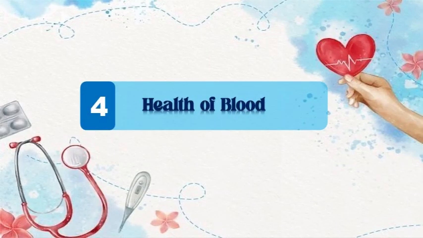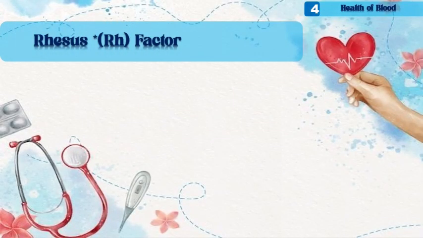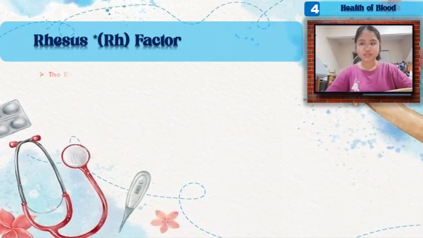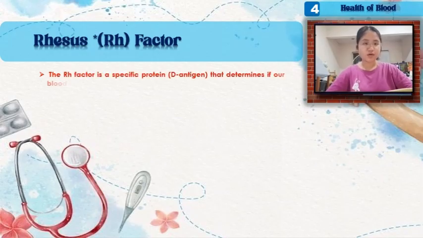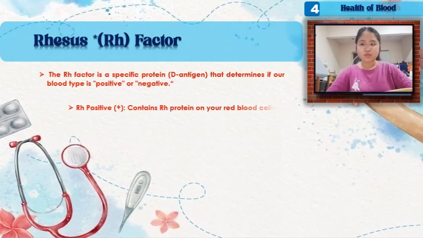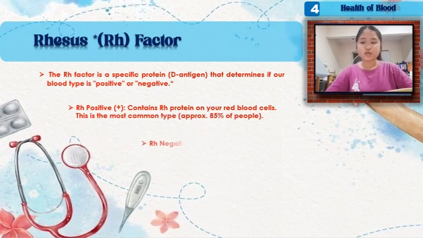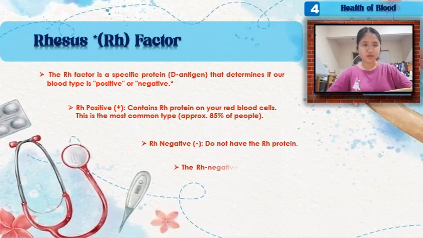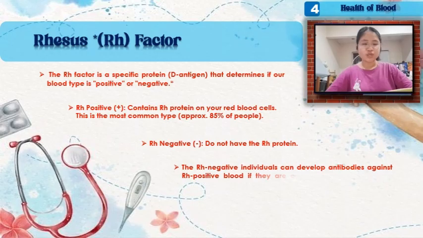Health of blood. Rhesus, RH factors. The RH factor is a specific protein, the antigen, that determines if our blood type is positive or negative. RH positive contains RH protein on your red blood cells. This is the most common type. Approximately 85% of people have that. RH negative means that they do not have RH protein. RH negative individuals can develop antibodies against RH positive blood if they are exposed to it, for example, during pregnancy or a mismatched transfusion.